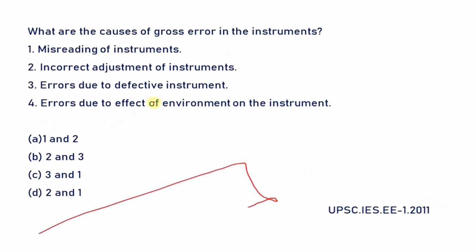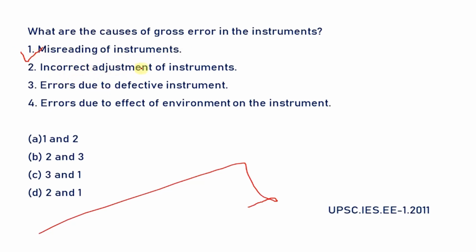The question here is asking: what are the causes of gross error in the instrument? I have already told you what gross error is: the error caused by human beings only. So read the options. I know you can answer this question. The options given are misreading of instrument. Of course, this is an error done by human beings only. So this will be an option.